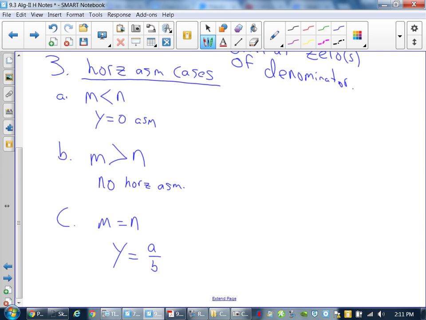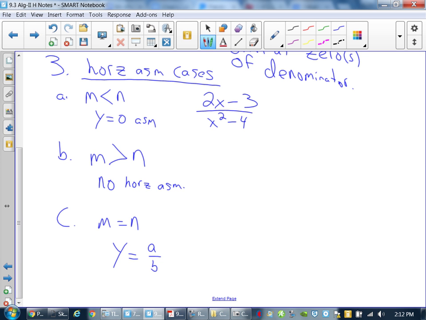Okay. So just a refresher here. If this looked like that, that's a case of what it would look like if the numerator had a smaller degree than the denominator. That just means that you have a horizontal asymptote at y equals 0. Okay?